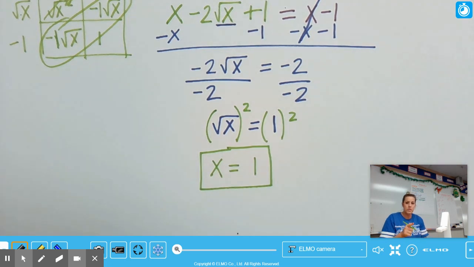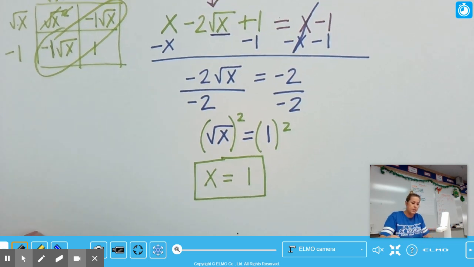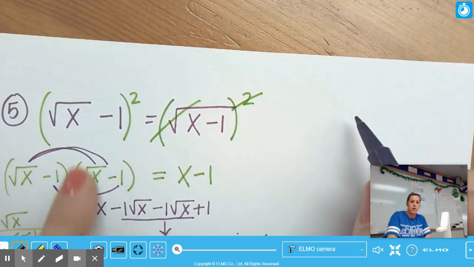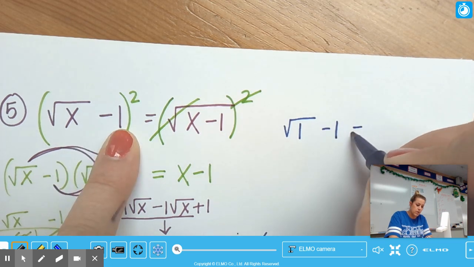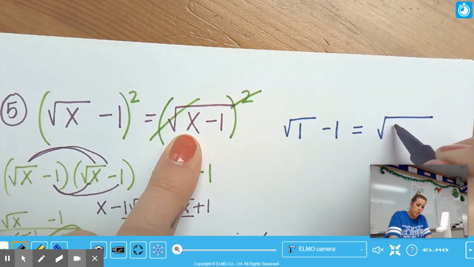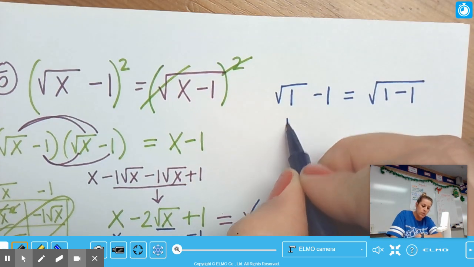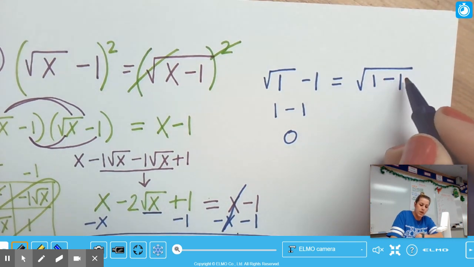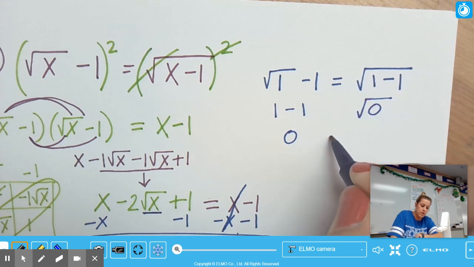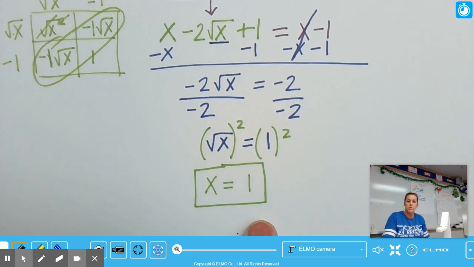Okay, now the last thing we have to do is check for extraneous solutions. So if 1 doesn't work, we'd actually say that there's no solutions. But let's go ahead and check to see what happens. So if I take my 1 up here, here's my original problem. Square root of 1 minus 1 equals square root of 1 minus 1. So square root of 1 is just 1 minus 1 gives us 0. Square root of 0 is also 0. So yay, it works. And our number is 1.